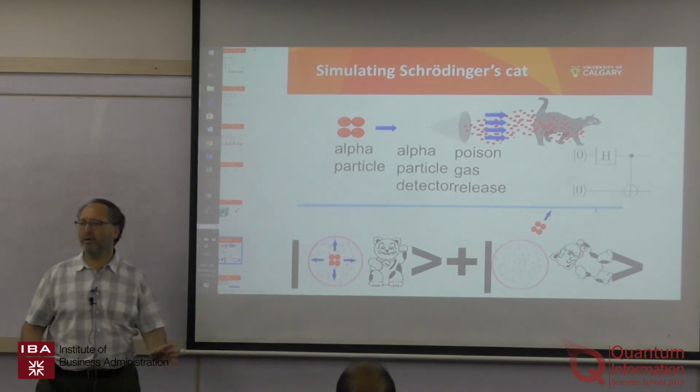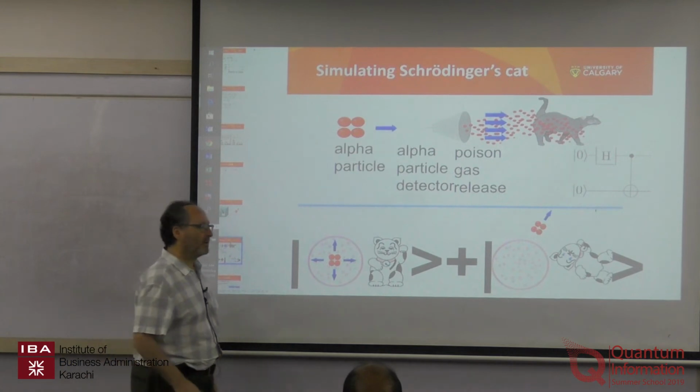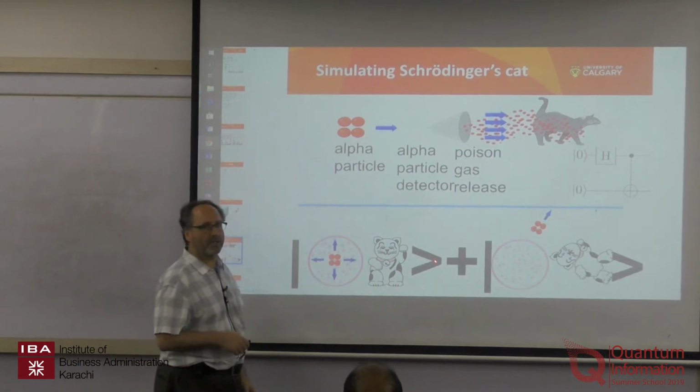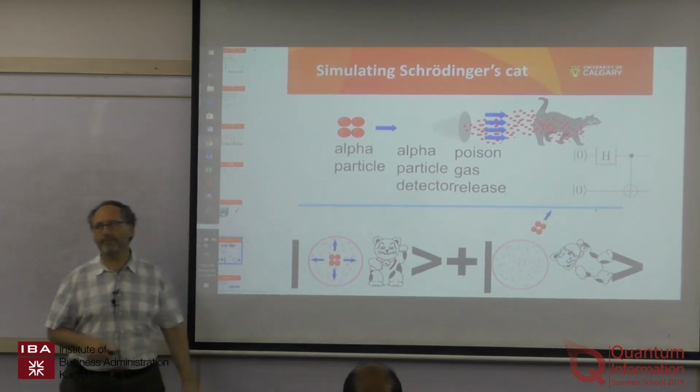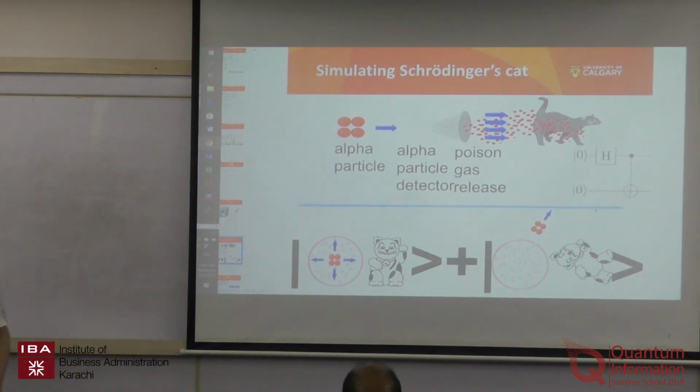So that was Schrodinger. I'm not a philosopher. I'm just telling you Schrodinger's problem, and then I'm just showing you how to represent it in terms of that circuit. Okay, does that make sense?